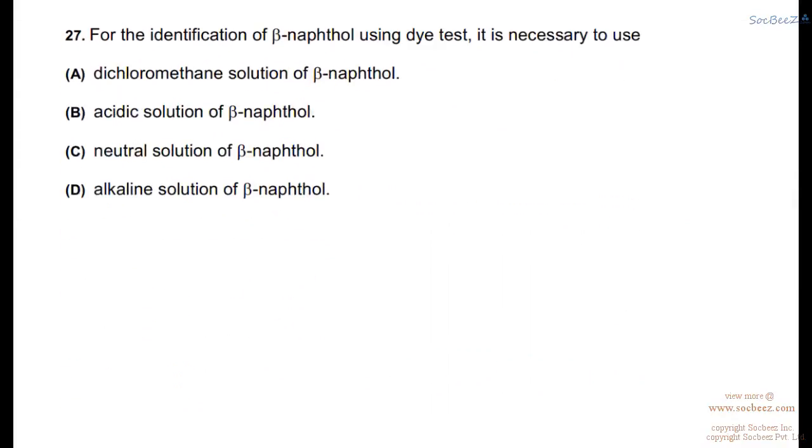For the identification of beta-naphthol using dye test, it is necessary to use dichloromethane solution of beta-naphthol, acidic solution of beta-naphthol, neutral solution of beta-naphthol, alkaline solution of beta-naphthol. Okay, the condition for this particular reaction is here.